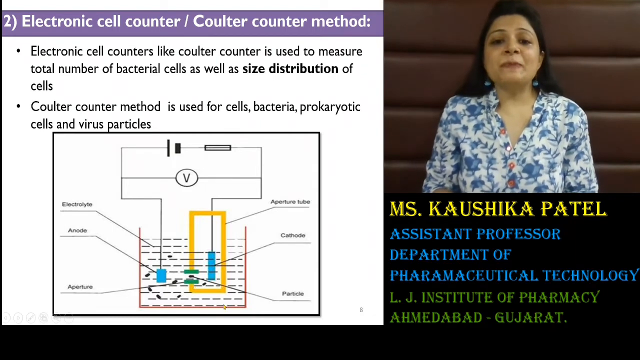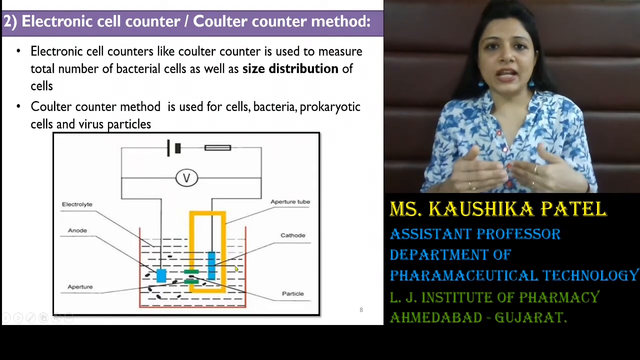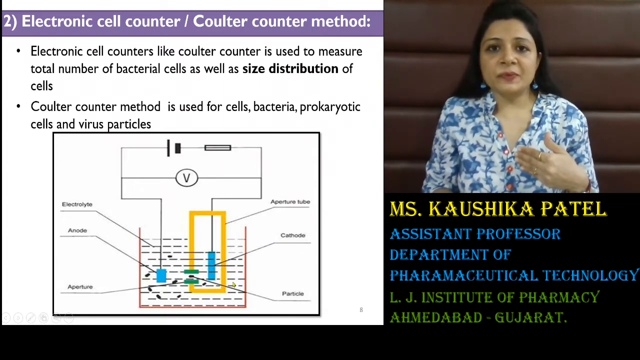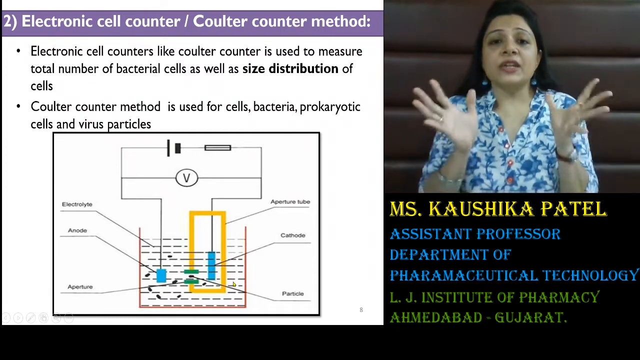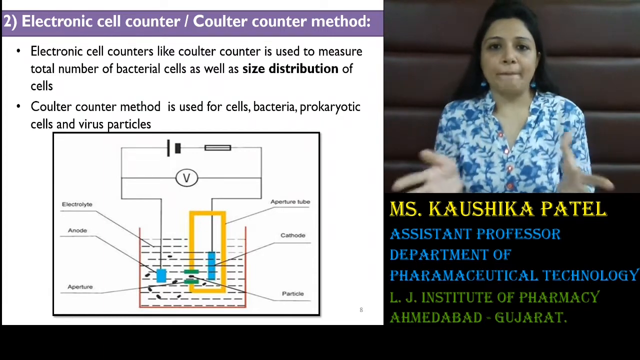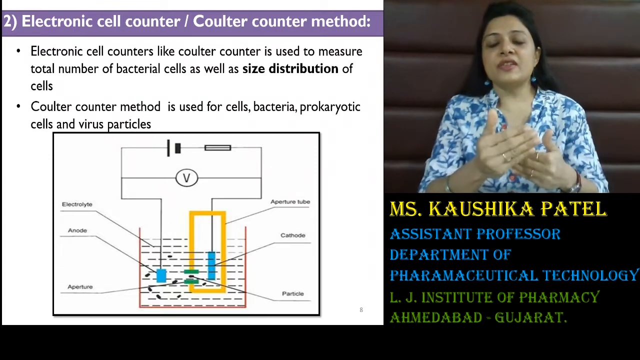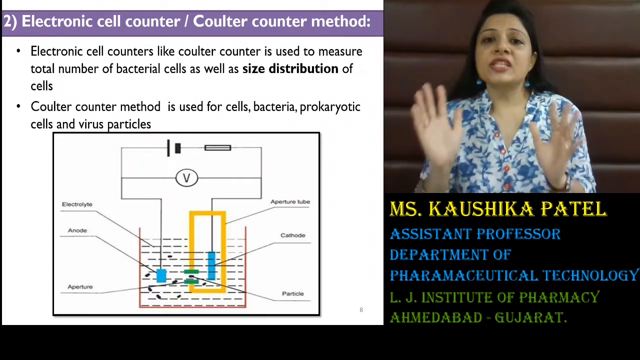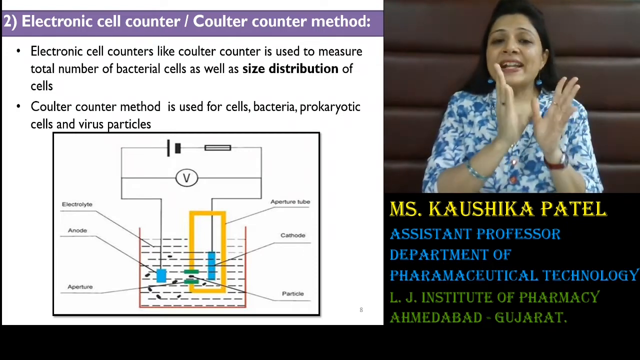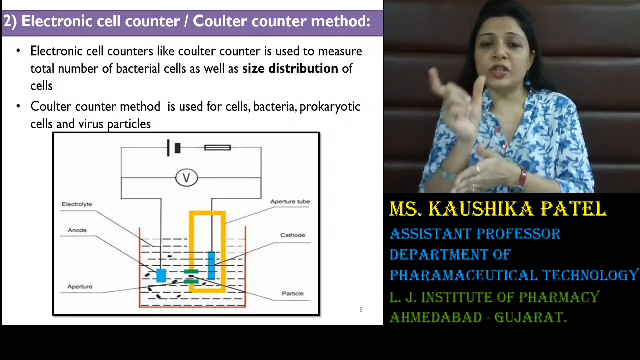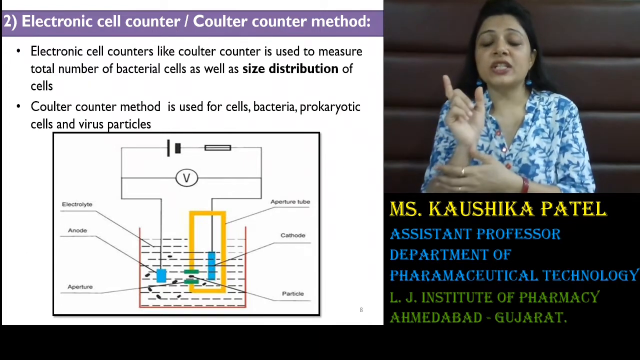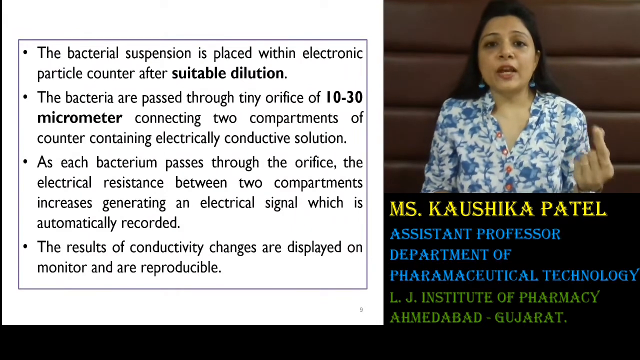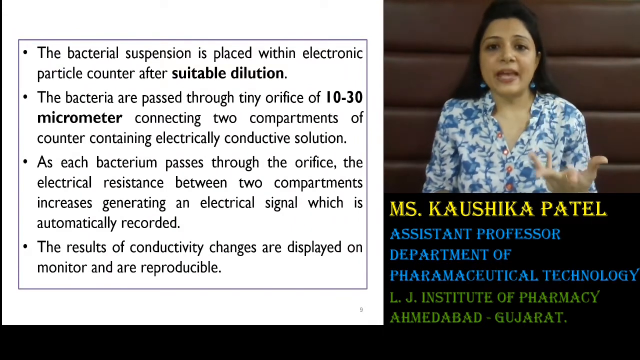Now the sample is added in this cell counter, and when the bacterial cells pass through this orifice, there will be increase in the resistance between the two different compartments. This increase in resistance will generate an electric signal which will be recorded on the screen. The number of bacterial cells is directly proportional to the number of electric signals which are recorded on the screen. So you can directly get the number of cells present in the sample.